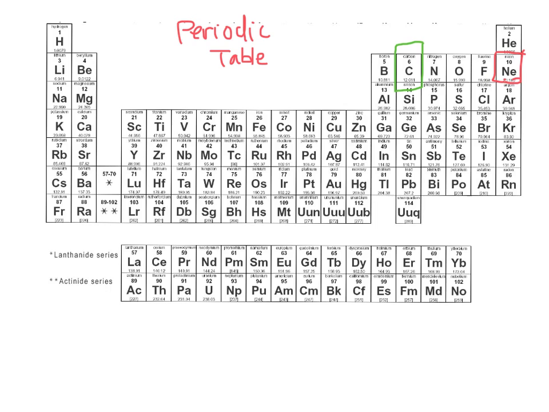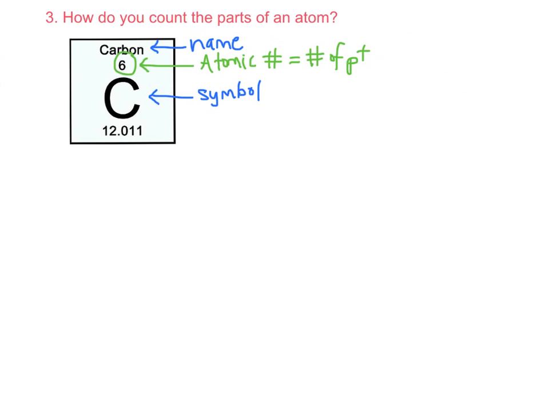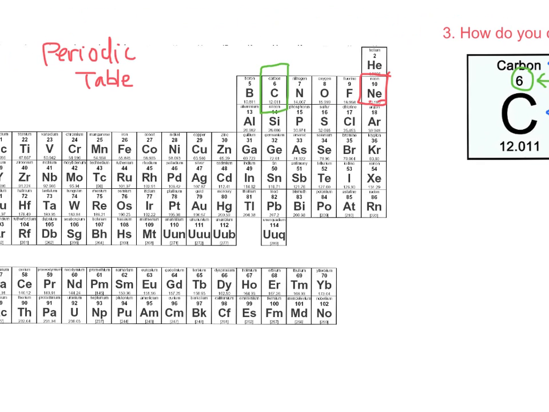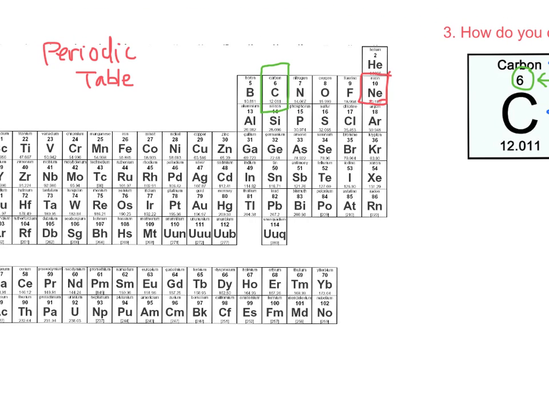They go in order. You should also know that the atomic number is actually like a fingerprint. It's what identifies the atom. So if I have an atom and it has 6 protons in its nucleus, it's a carbon atom. If I have an atom that has 7 protons in its nucleus, then I have a nitrogen atom, etc.